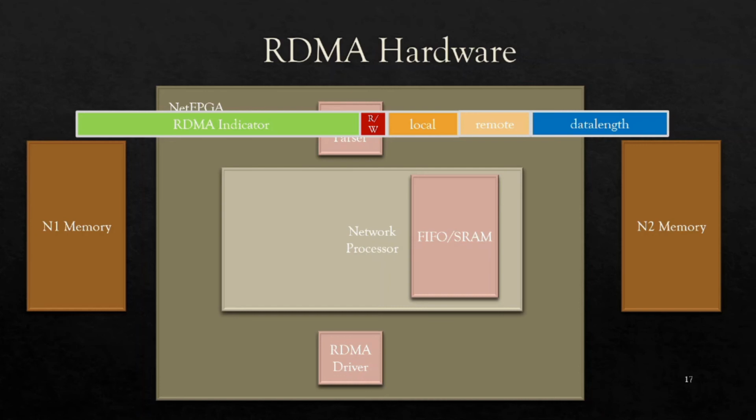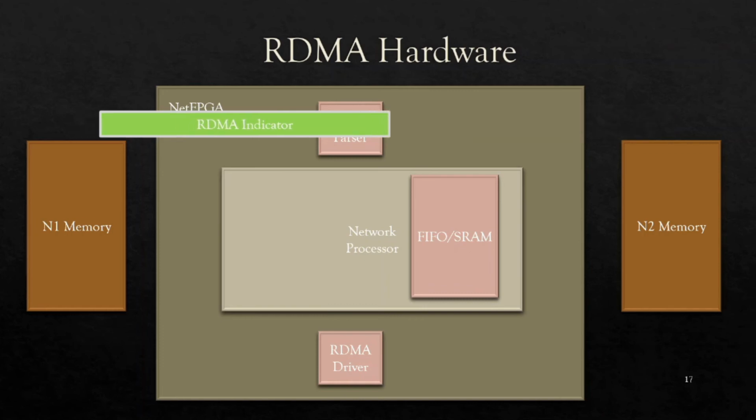This is the format of our RDMA header. As you can see, the first 31 bits is the RDMA indicator, which consists of a specific pattern that will help us identify this packet as an RDMA request. The next bit is the read-write bit, which tells us whether this RDMA request is a read or write request. The next bits of information are the local and remote memory addresses and the length of the data.